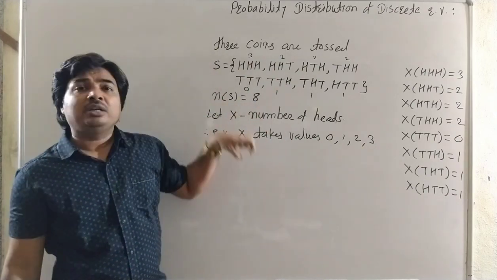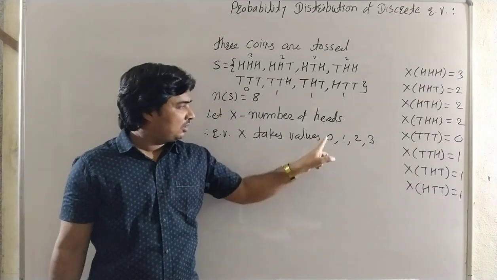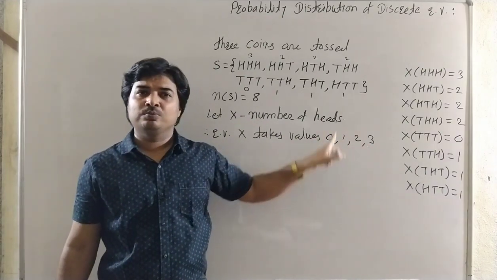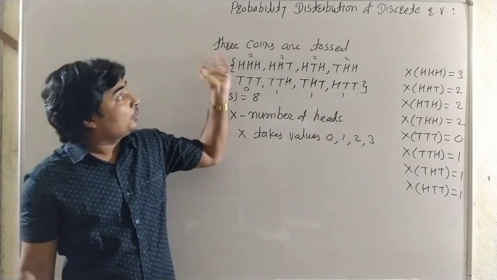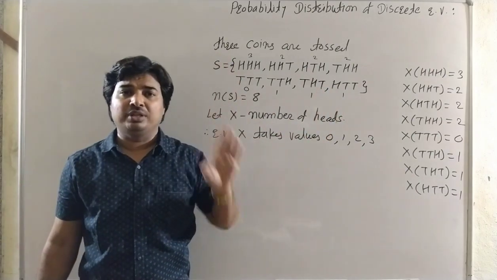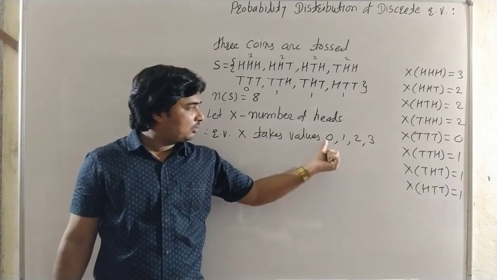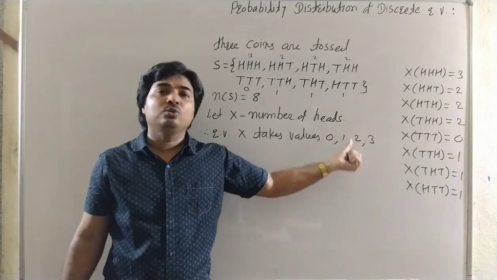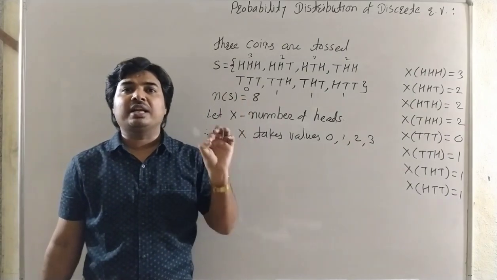Now we find the probability of each random variable. There are 4 values of the random variable: 0, 1, 2 or 3. We want to find the probability distribution of a discrete random variable. A discrete random variable takes a finite number of values, here 0, 1, 2 or 3. We want to find the probability of each value.